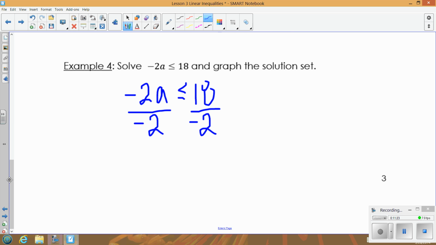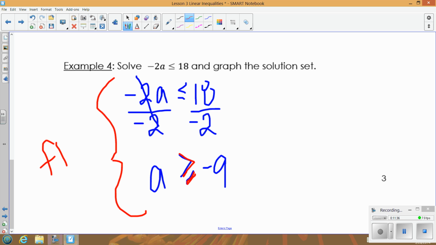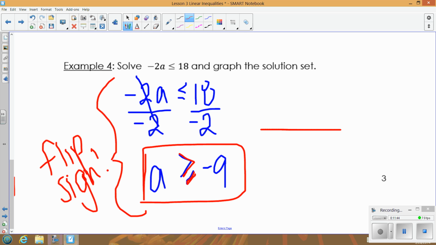So whenever you divide by a negative, you have to flip the sign. So notice that I flipped the sign. This sign here became going the opposite direction. So that's an important thing to remember. Whenever you're dividing by a negative, you have to flip the sign. So my answer is a is greater than or equal to negative 9.